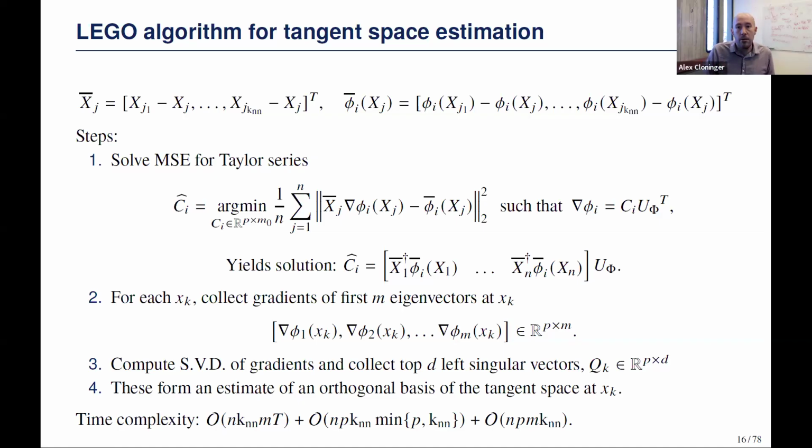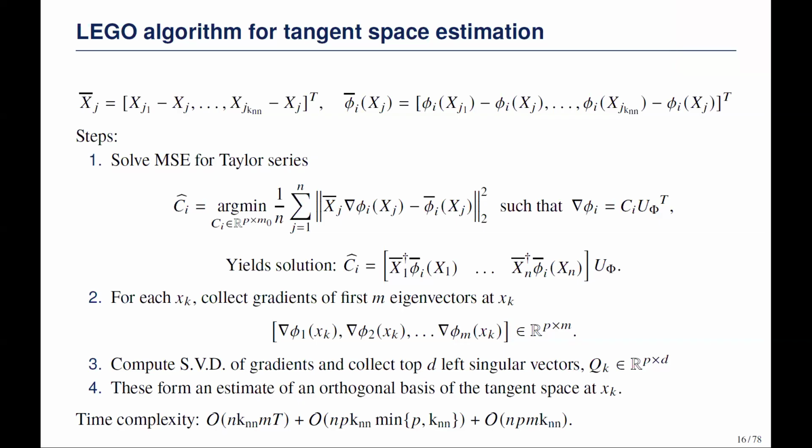Now, I've made a very big assumption here, right? My assumption is that these eigenfunctions are robust to noise, that they only vary along the submanifold, the low frequency ones. How do we actually establish that?